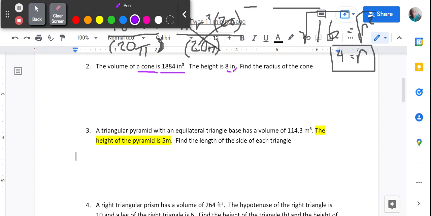Cone, 1884 inches cubed. The height is 8 inches. Find the radius of the cone. Got to do the equation first, Cortavian. Okay, so 1884 equals what? Okay, so the volume is pi r squared times height divided by 3. So we have pi r squared times 8, all divided by 3.